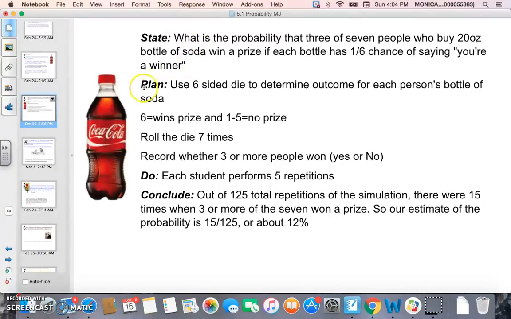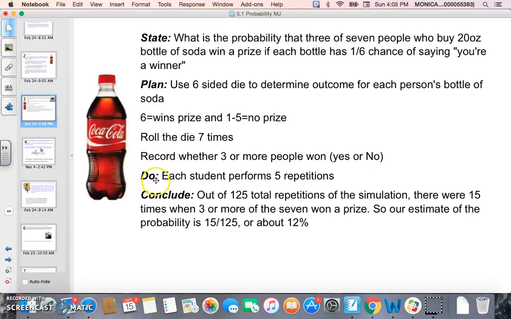And then our plan was that we used a 6-sided die to determine the outcome for each person's bottle of soda. And so we defined 6 as being a winner, winning a prize, and the numbers 1 through 5 as being no prize, so that we could have a 1 in 6 chance of saying you're a winner. So we rolled the dice 7 times to simulate each of the 7 people buying the 20-ounce soda. And then we recorded whether 3 or more people won by saying yes or no.